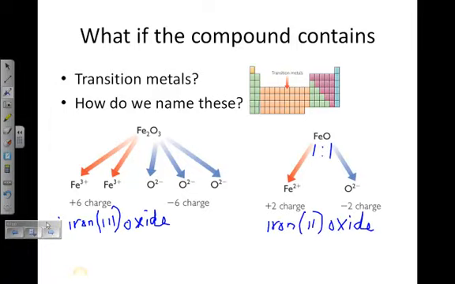What if the compound contains transition metals? How do we name them? Just remember, your ion charges have to add up to 0. Oxide is always -2. So this tells us we have a 2:3 ratio of these 2 ions. If you draw them out, you can see that each of these ions has to be a +3, or Roman numeral 3. So for transition metals, any of these in the d block, your charge is your Roman numeral. Just make sure you have the charge as the Roman numeral to specify which ion you're talking about.